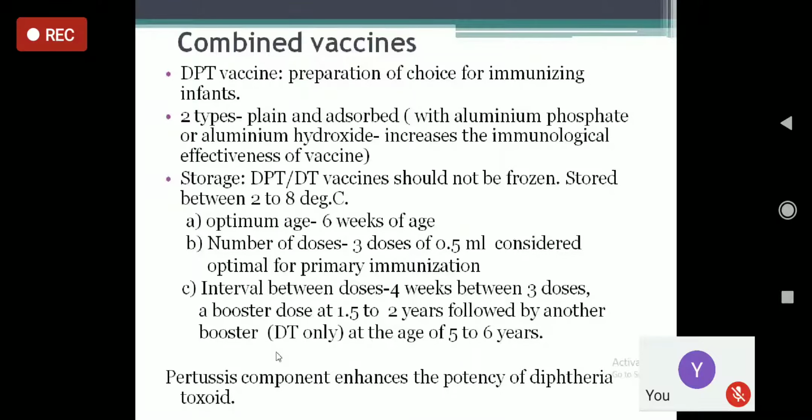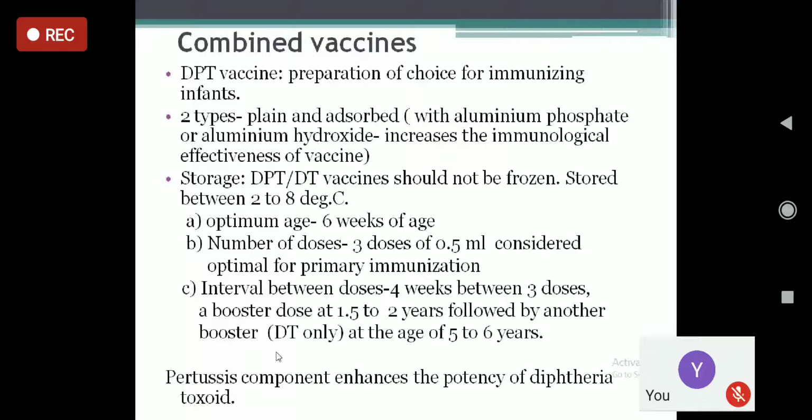To increase the immunological effectiveness of the vaccine. When you apply this aluminum phosphate surrounding the DPT vaccine, the immunological effectiveness will be increased. It will be more effective. I mean, the antibodies will be produced adequately, properly.